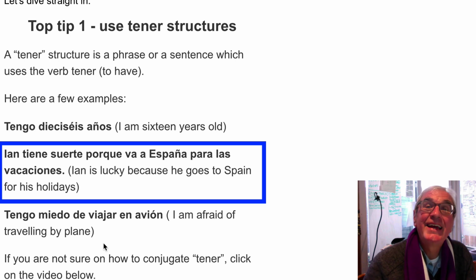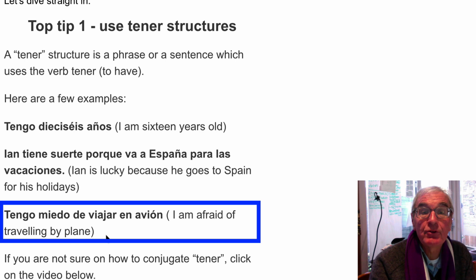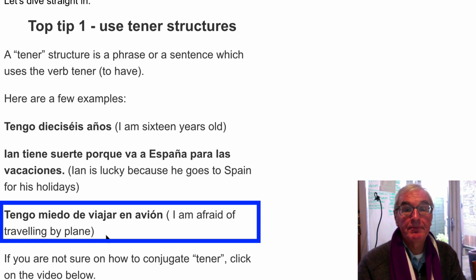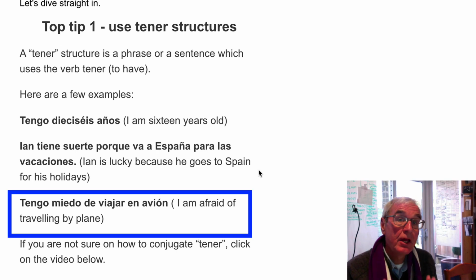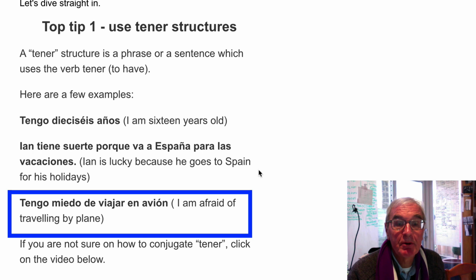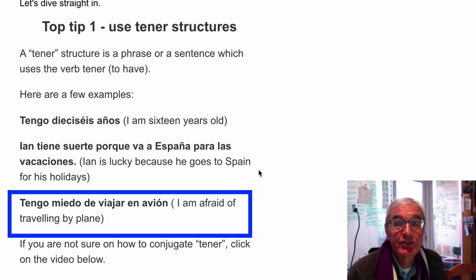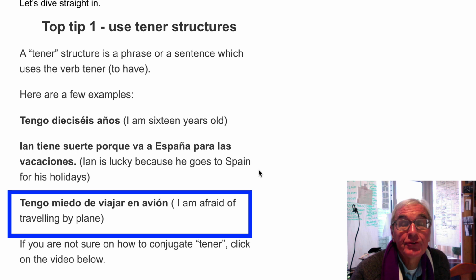And here's another one in the first person. Tengo miedo de viajar en avión. I'm afraid of traveling by plane. Tengo miedo, a classic tener structure. Tener miedo, to be afraid. Tengo miedo, I am afraid.